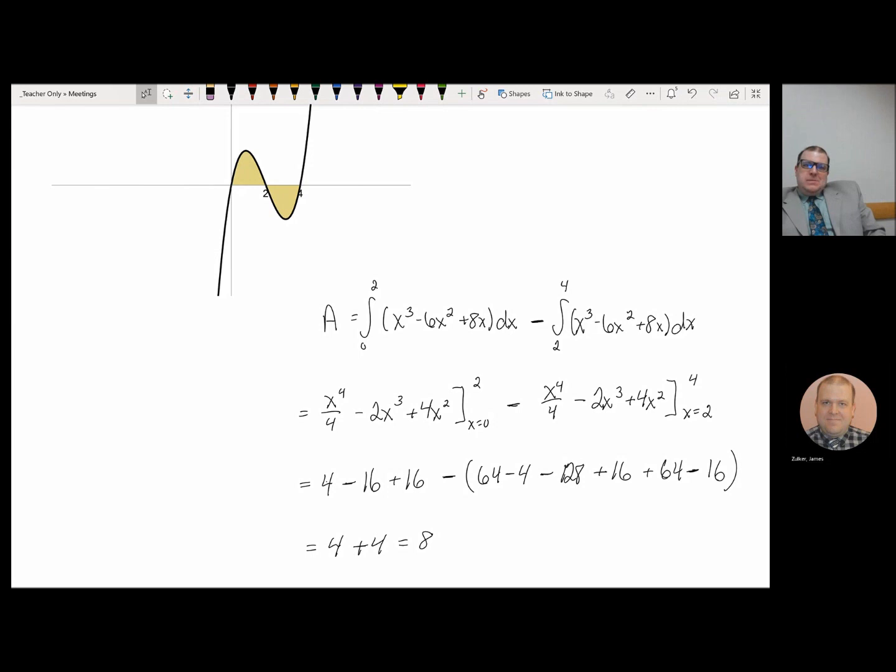Yes, the area is negative, yes. They cancel out. Right. But we're not looking for signed area. We're looking for the area of the region. So you want it to be positive. That's why we did minus the second integral, to make that area positive. We don't want them to cancel, we want them to add together.